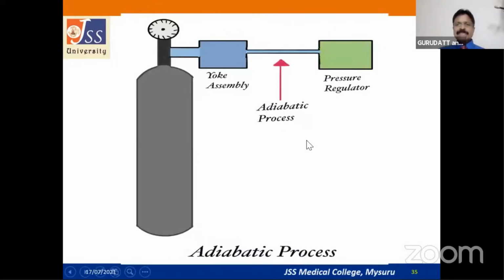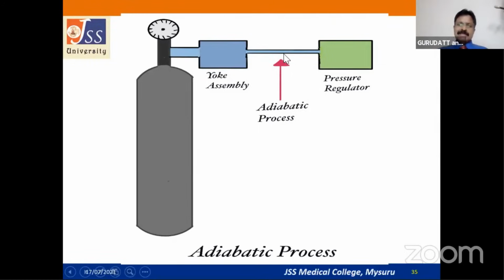What happens is when you open it rapidly, suddenly so much high pressure gas will try to enter the workstation. It goes through the yoke assembly and tries to enter the pressure regulator. And before the pressure regulator could reduce the pressure of these gases, there can be a large amount of gas trying to accumulate in a small area between the yoke assembly and the pressure regulator.